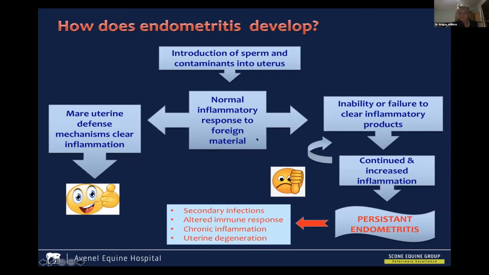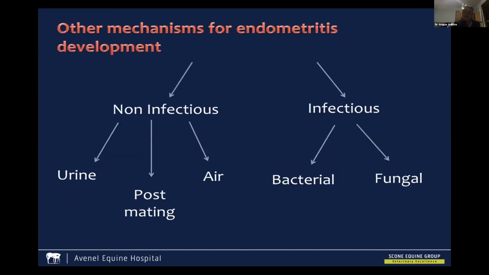In mares that are either susceptible to endometritis or have pre-existing or compounding factors exacerbating the condition, there's an inability or failure to clear inflammatory products, and then continued and increased inflammation, which can lead to persistent endometritis. Secondary infections can then result. You can get altered immune responses, and if the uterus remains inflamed for some time, we can get degeneration, which is obviously a concern for future breeding.